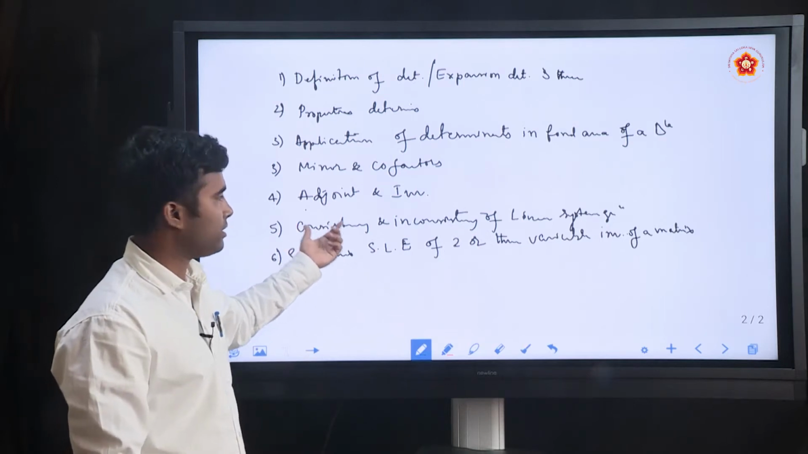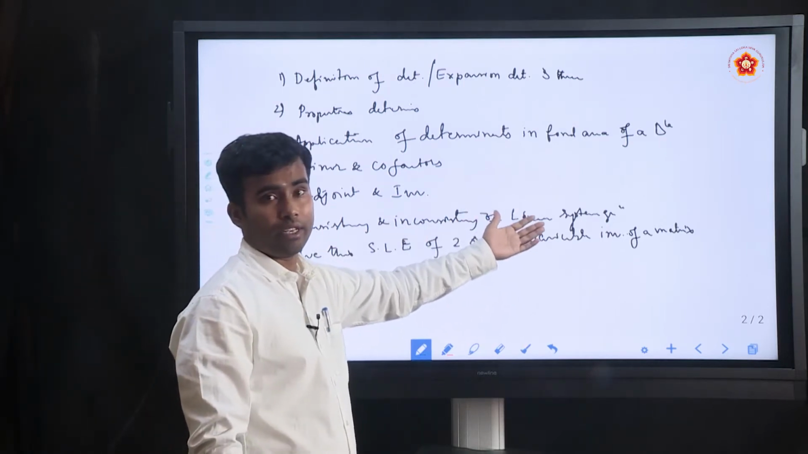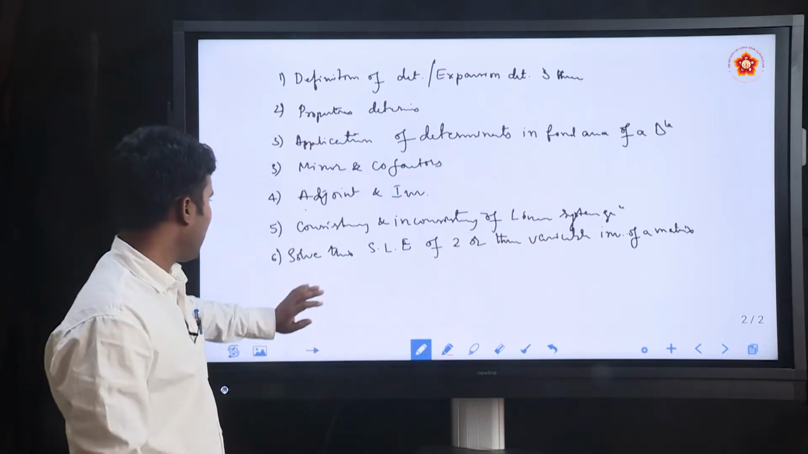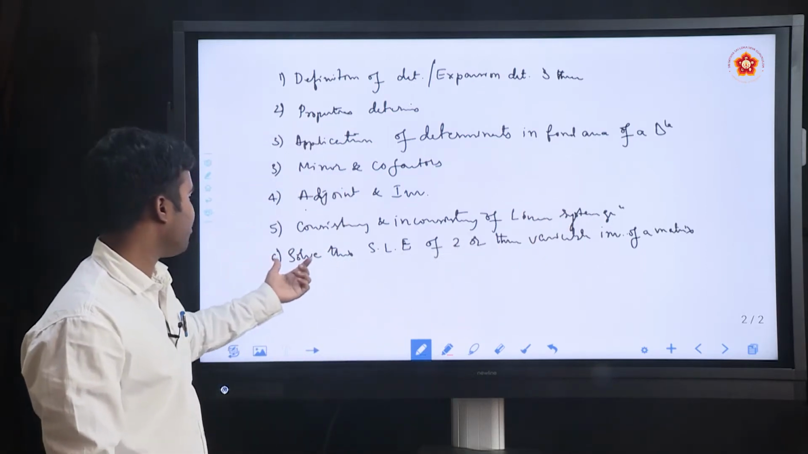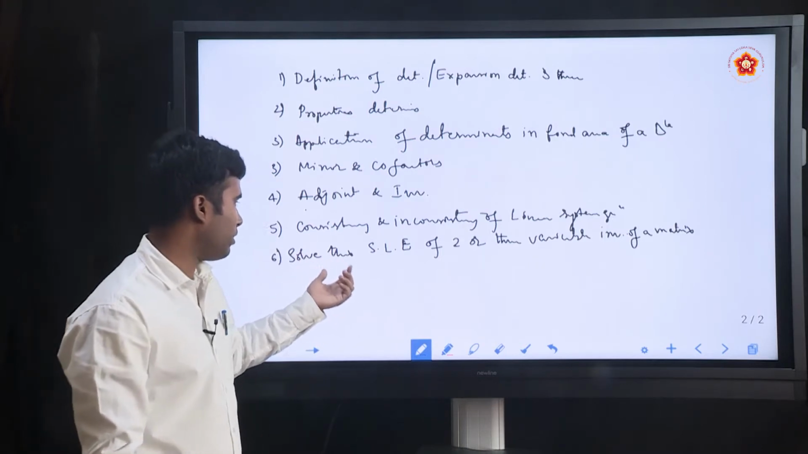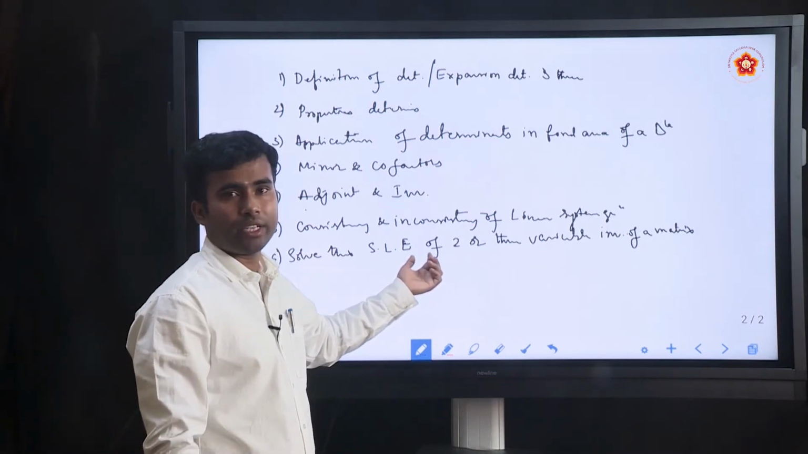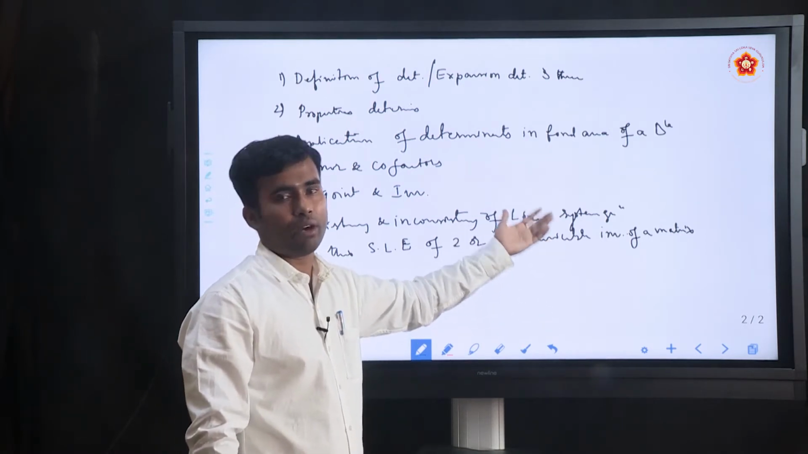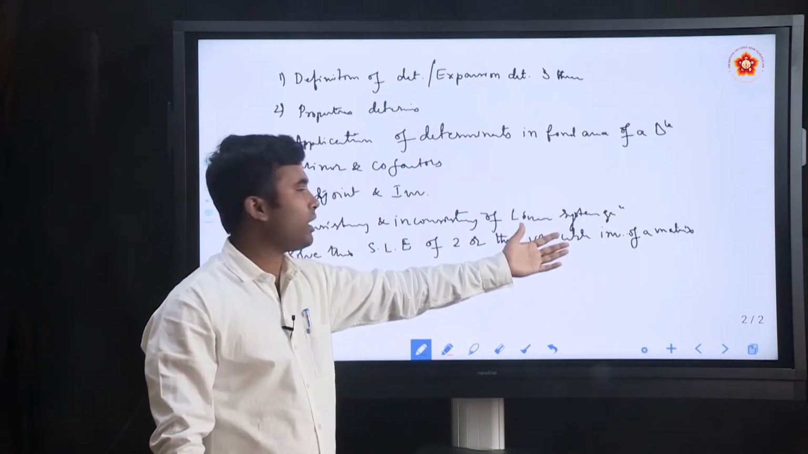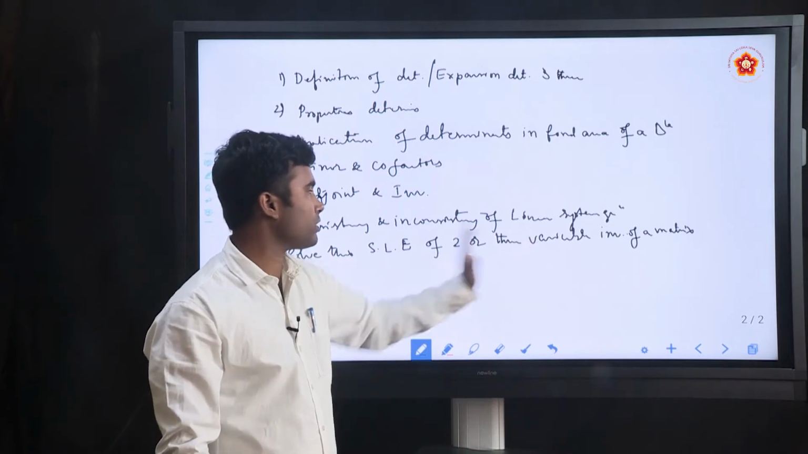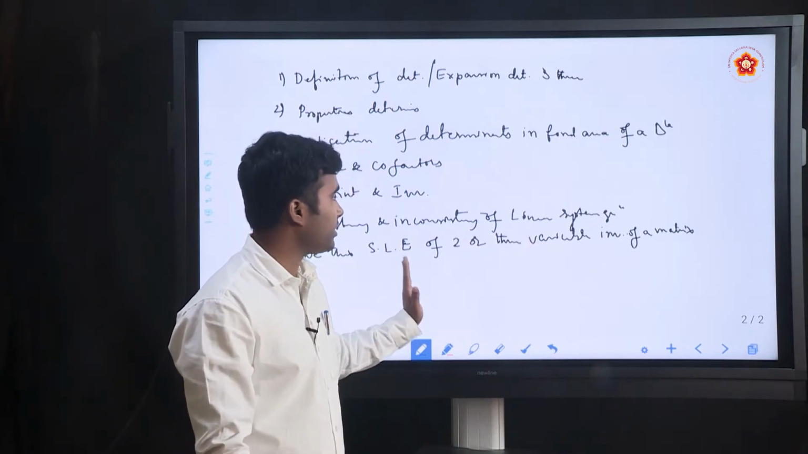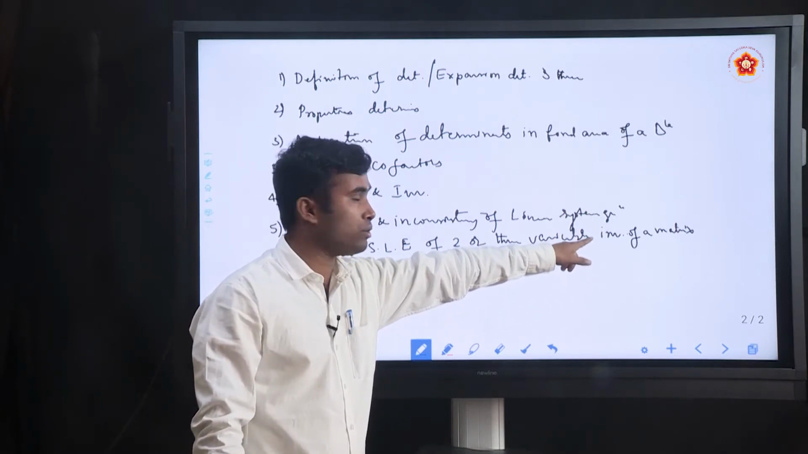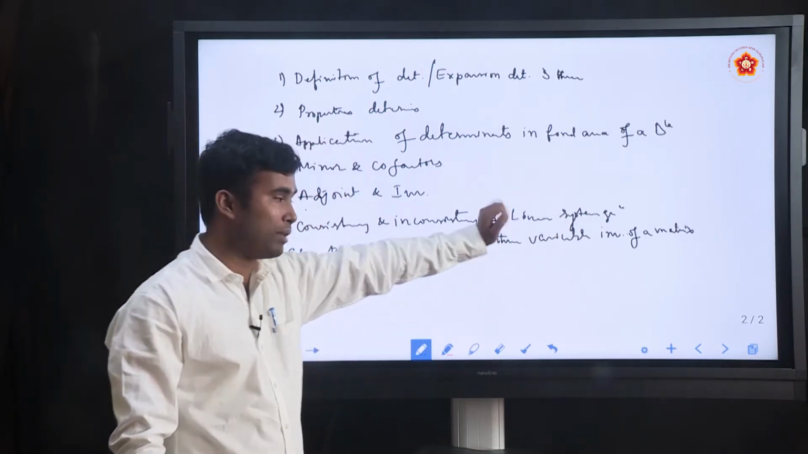And another one is consistency and inconsistency of a linear system of equations, that is also we are going to discuss. And the most important topic is finding the solution of a system of linear equations of 2 variables or 3 variables. We have one up to 3 variables, and we are going to solve those systems of linear equations by using the matrix method. That is mainly we are going to use the inverse and determinant of a matrix.